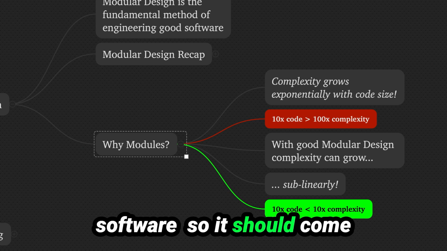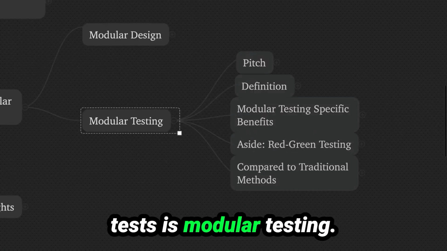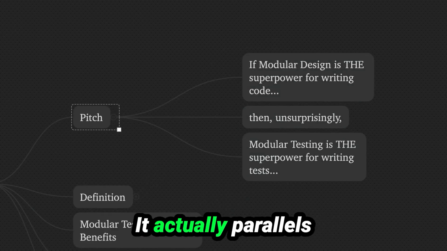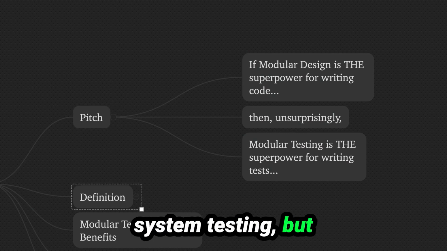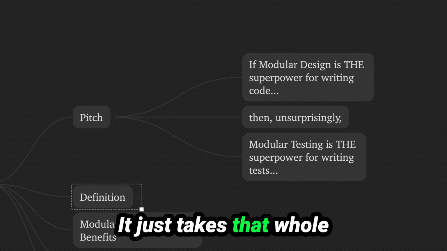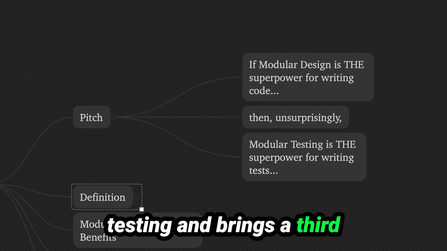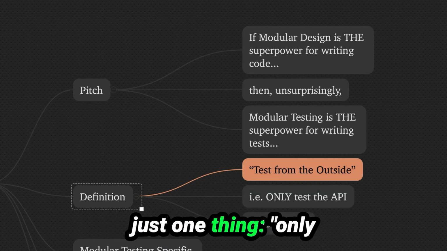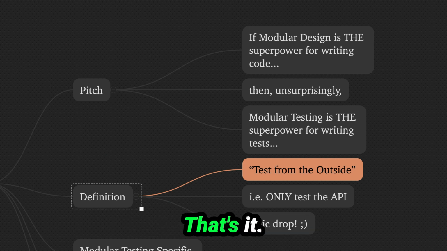Modular design is the superpower in writing software. So it should come as no surprise that the superpower to writing good tests is modular testing. Here's how it's different. Here's what is significant. It actually parallels unit, integration, and system testing, but it's also perpendicular. It just takes that whole thing, which is kind of a 2D perspective on testing, and brings a third dimension into it: purpose. Modular testing says just one thing: only test from the outside, only test the API.